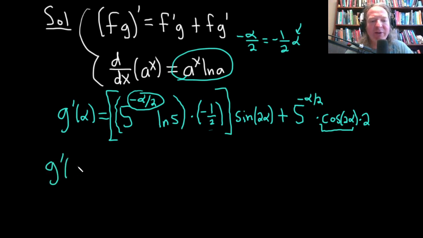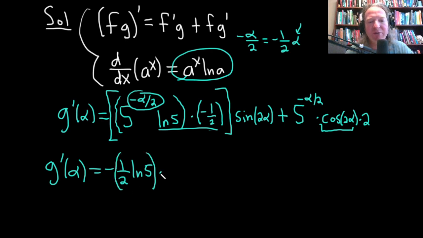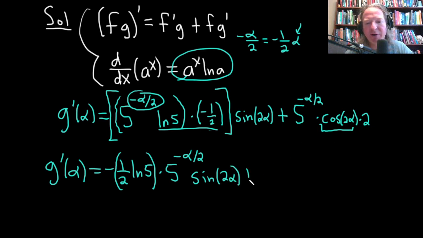So g prime of alpha, it's kind of fun that it's alpha. I'm going to put these constants in the front here, negative 1/2 ln 5. And I'm going to put this in parentheses like this. There's no confusion with the 5s here. And then 5 to the negative alpha over 2 times the sine of 2 alpha. And then I'm going to put this 2 in the front here. So plus 2 times 5 to the negative alpha over 2 cosine of 2 alpha.